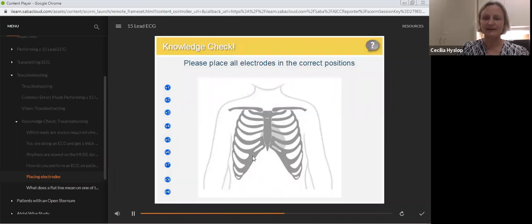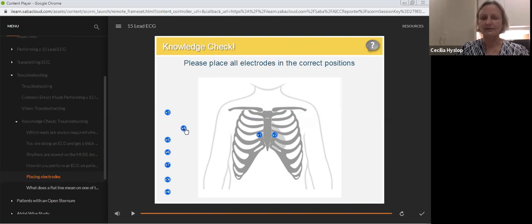So here we go again. We get another opportunity to place everything in the right spot. So remember V lead, or in the interspace 1, 2, 3, 4. Right sternal border is V1. V2 is in the left sternal border in the 4th intercostal space.